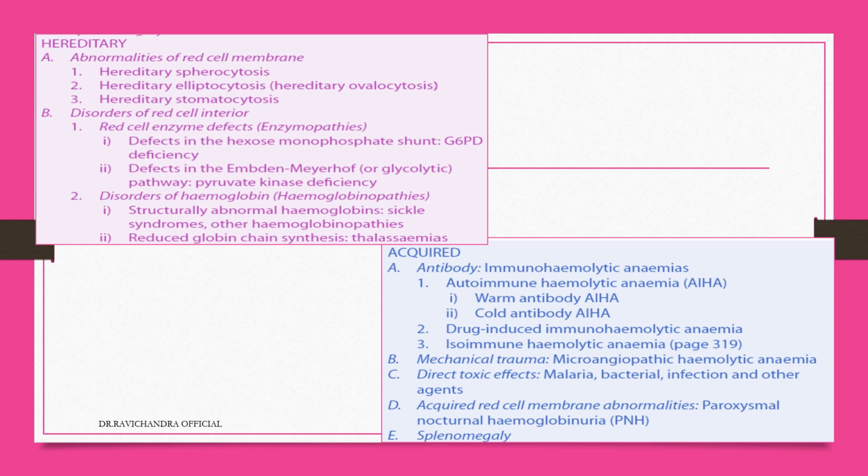Acquired causes of hemolytic anemia under mechanical trauma: microangiopathic hemolytic anemia or MAHA. Direct toxic effects result in hemolytic anemia in conditions such as malaria, bacterial infections, and other causative agents that show their toxic effect on RBC causing direct lysis. Acquired red cell membrane abnormalities, which is paroxysmal nocturnal hemoglobinuria. And the last condition, splenomegaly, may also result in hemolytic anemia.